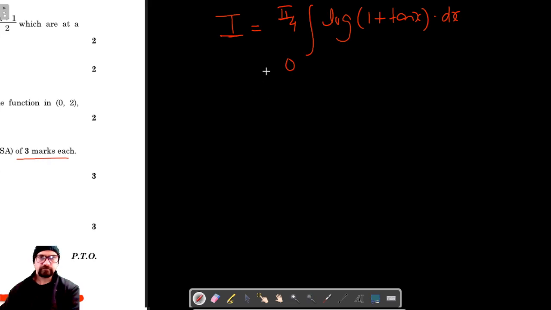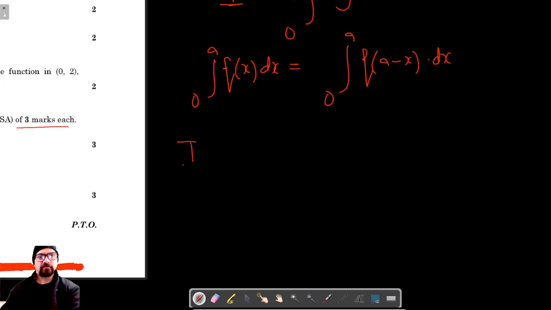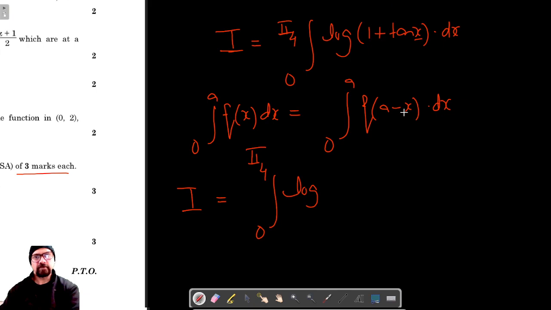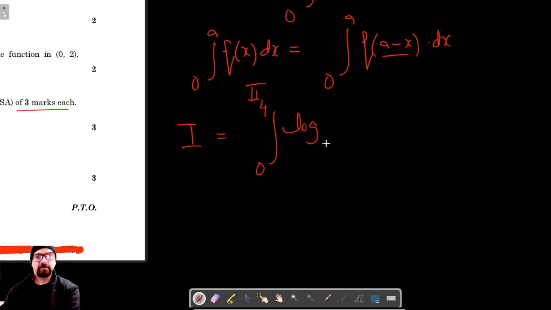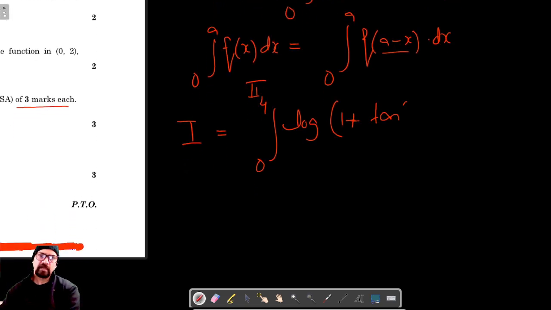Now here, first of all, we are going to use the property that the integral from 0 to a of f of x dx is equal to the integral from 0 to a of f of a minus x dx. So this gives I is equal to the integral from 0 to pi by 4, and instead of x we are going to replace it with a minus x, and a is pi by 4, so this is log of 1 plus tan of pi by 4 minus x dx.